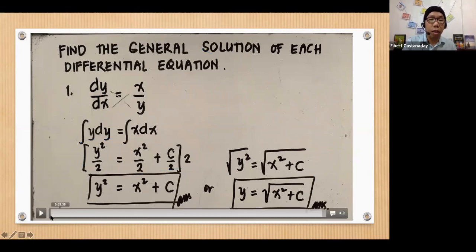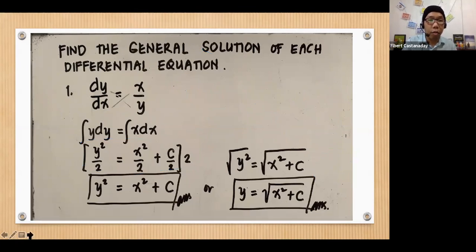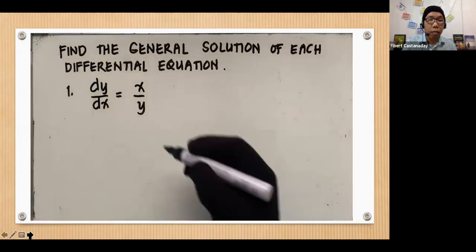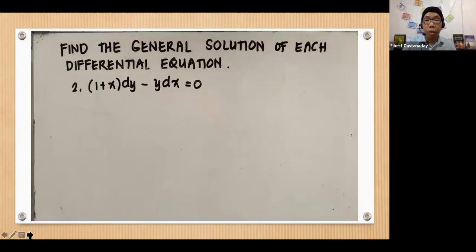Okay, so I think we can proceed to the next example. Again, the method that we're going to use is separation of variables. Function of x to dx, remember this, function of y to dy. Clear? If you cannot separate the variables, then there are other techniques or methods that you can use to solve that DE.